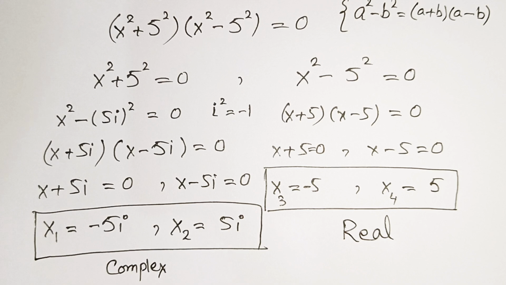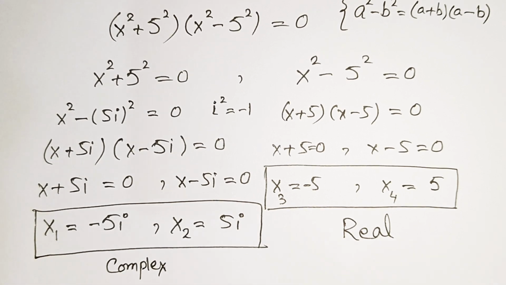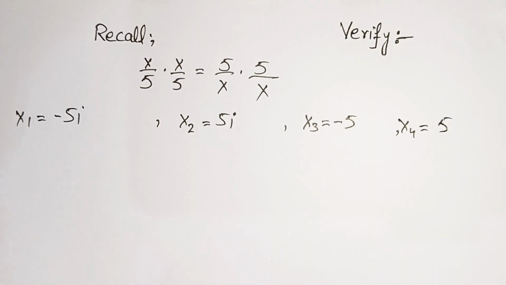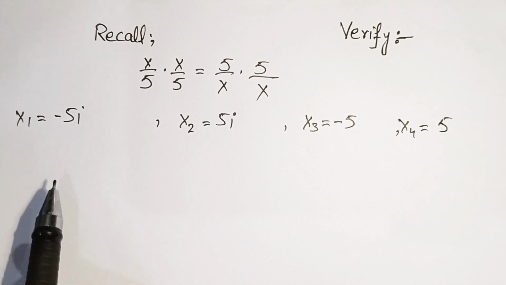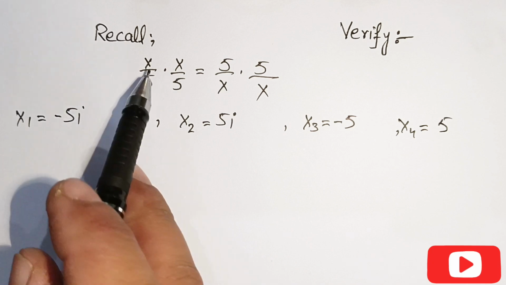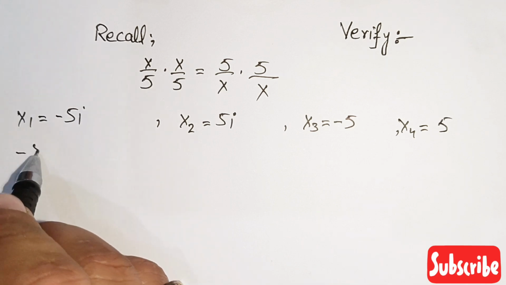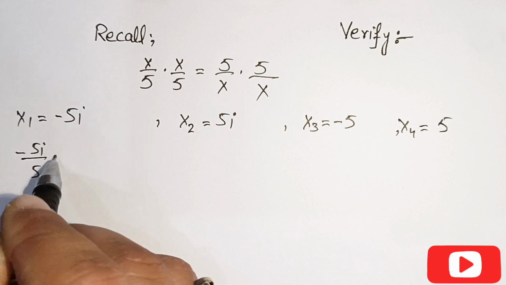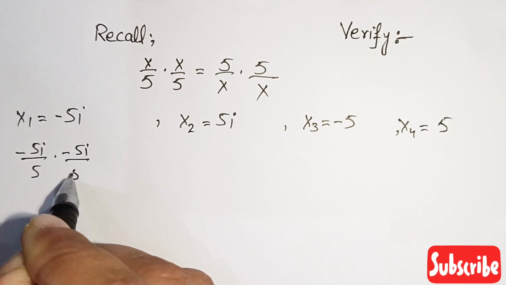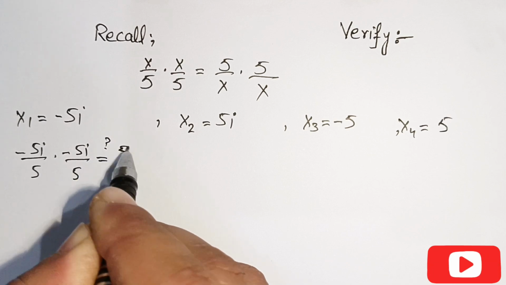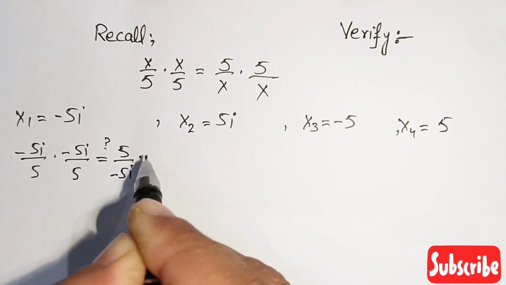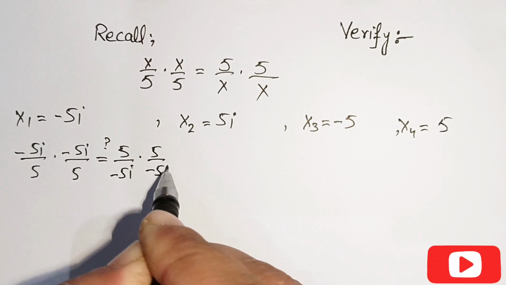Now we have to verify our answer here. So for the verification, let's recall our problem: x over 5 times x over 5 is equal to 5 over x times 5 over x. Now for the verification, we are going to put all these four values of x. So first of all, using x1 is equal to minus 5i, this problem will be minus 5i over 5 times minus 5i over 5, is it equal to 5 over minus 5i times 5 over minus 5i.